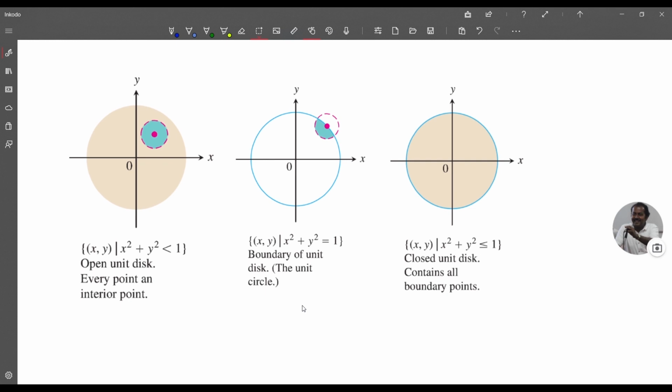Now consider the set of all (x, y) in R² such that x² + y² ≤ 1. You know that it is the closed unit disk because it contains its boundary. This is an example of a closed region because it contains the boundary of the region R. So the set of all (x, y) such that x² + y² ≤ 1, the closed unit disk, contains all its boundary points. So it is an example of a closed region. So this is an example of an open region, and this is an example of a closed region.